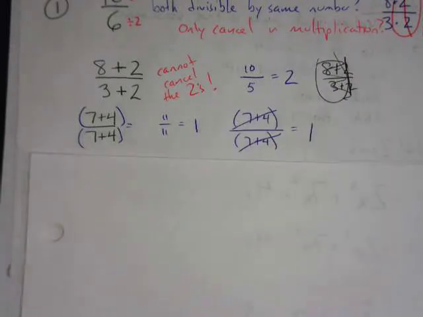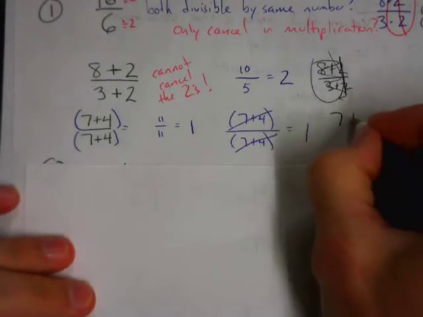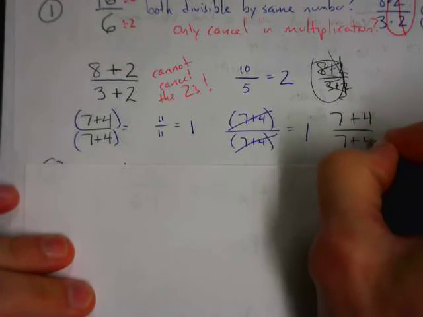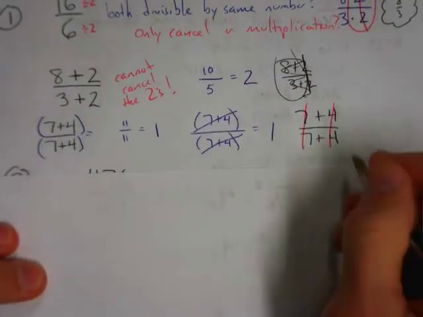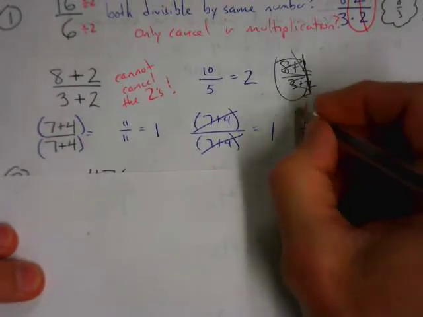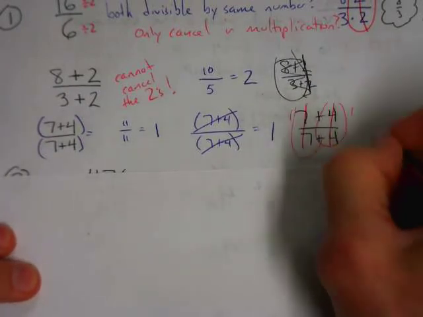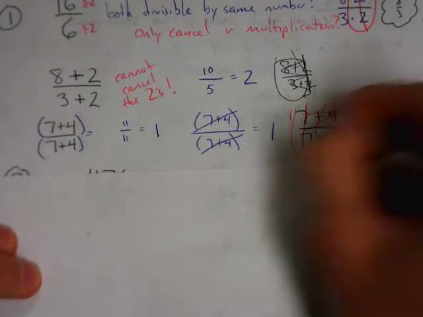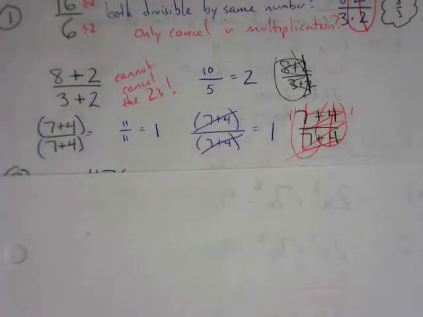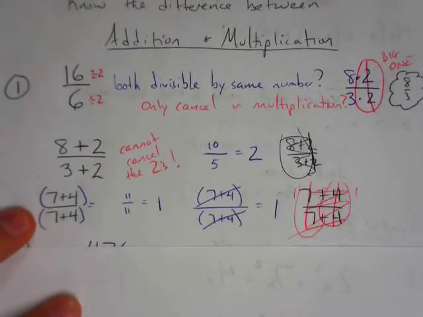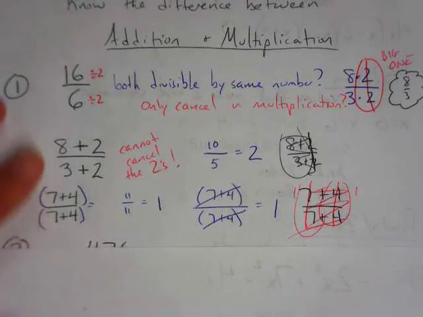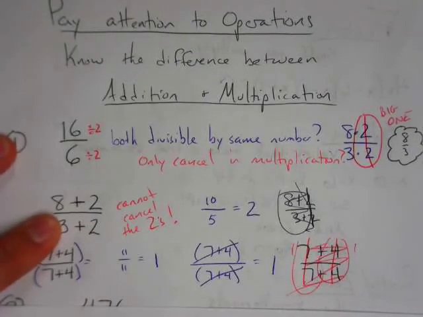But what we cannot do is cancel this way. Okay, so look at what we can't do. We cannot cancel this way, because that would leave us with 2, right? Because this would be 1, this would be 1, and 1 plus 1 equals 2. So we can't do it that way. We cannot cancel straight down. We can only cancel things in multiplication. So canceling only occurs in multiplication. So make sure that we are paying attention to operations. Make sure that we know the difference between addition and multiplication.